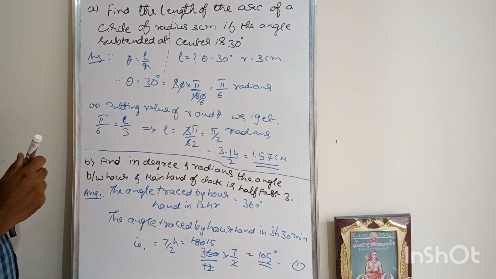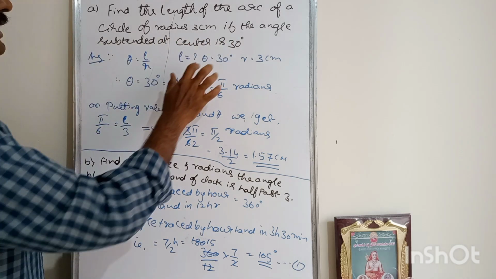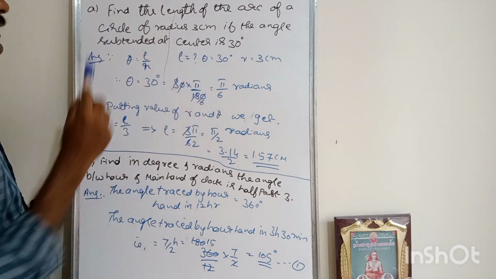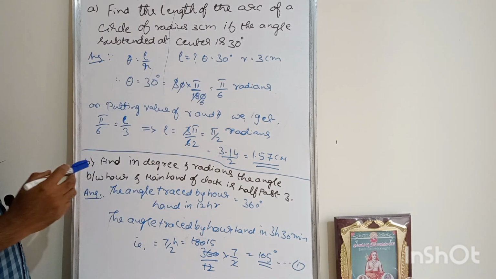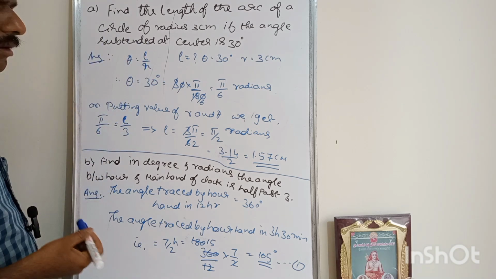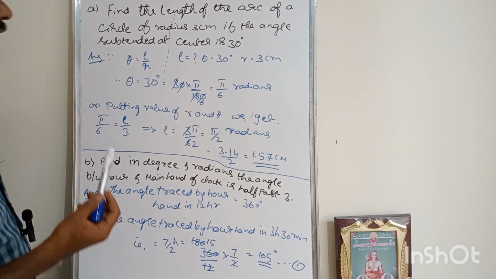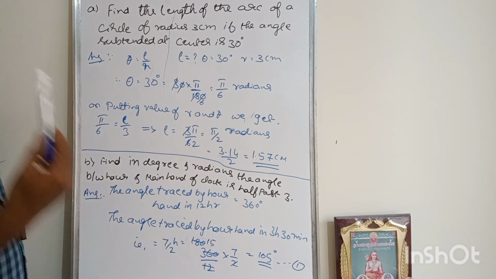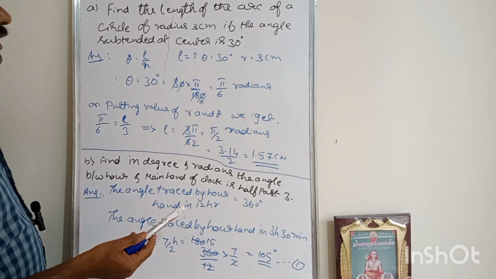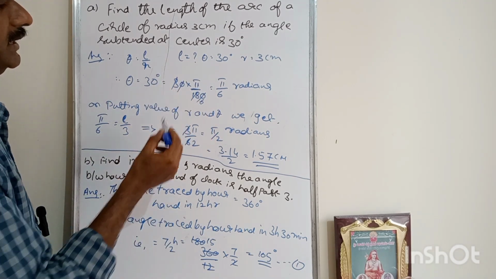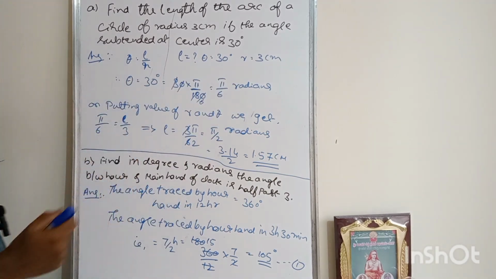If the angle subtended at the center is 30 degrees, then theta is equal to 30 degrees. We have to find the length of the arc L. We know that theta is equal to L by r. Theta is given as 30 degrees, so we have to convert this degree into radians. For that, 30 into pi by 180, the zero gets cancelled, 3 ones are 3, 3 sixes are 18, therefore pi by 6 radians.